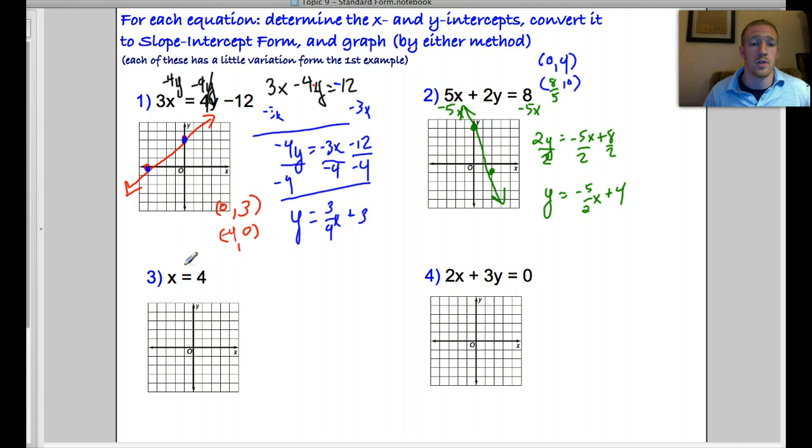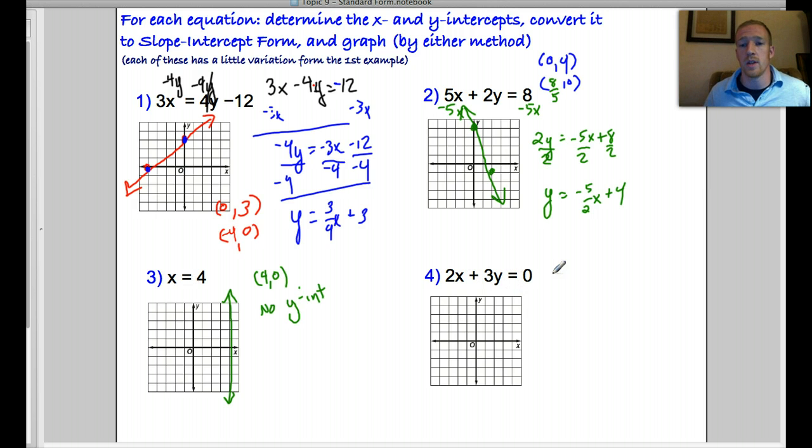All right, this one is easy. It's already in standard form. It's a line x equals 4. You should know this from before. So its x-intercept is 4, 0. There is no y-intercept because it never hits the y-axis, and it's already in standard form. It's already in slope-intercept form, if you want to call it that too.